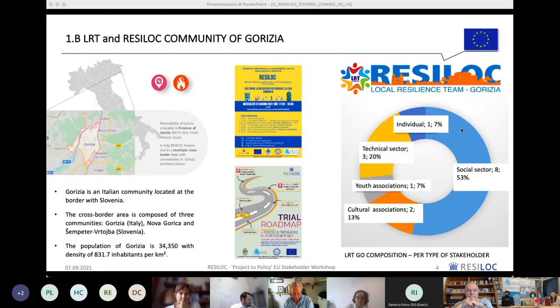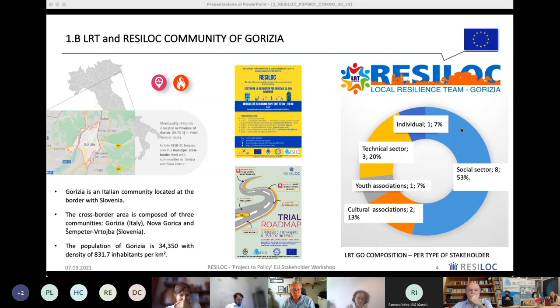We then have organized two workshops. The first one was more of a general and informative workshop open to the public, where we presented the project and we presented the local resilience team as a concept, its roles, etc. And the second workshop was more specific, so it followed a formal adhesion to the LRT. We focused on getting to know our LRT members a little bit better and on understanding how we could organize the work of the next months.